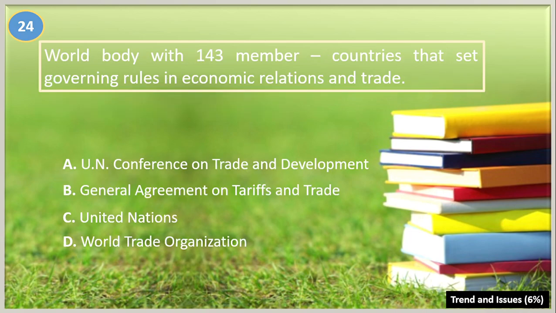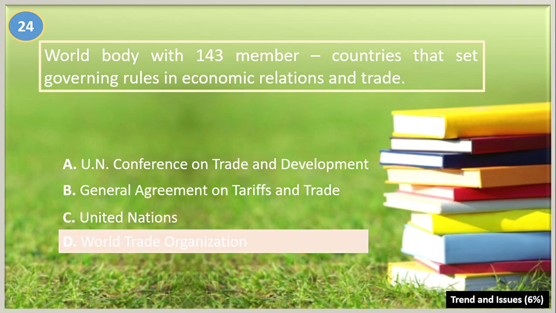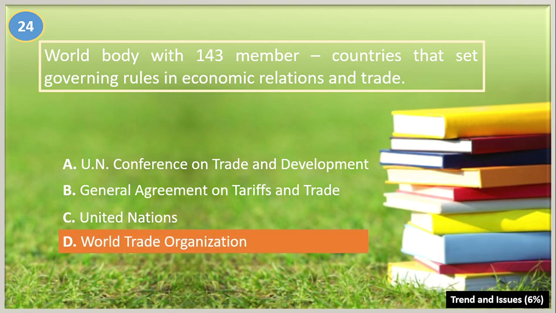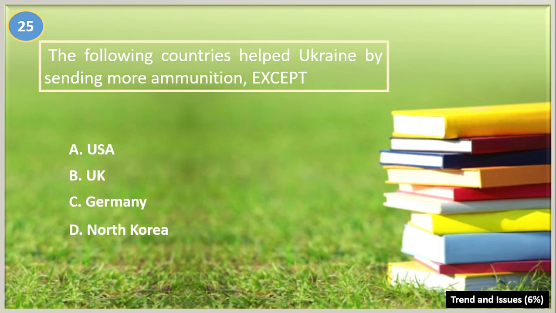24. World body with 143 member countries that set governing rules in economic relations and trade. A. UN Conference on Trade and Development. B. General Agreement on Tariffs and Trade. C. United Nations. And D. World Trade Organization. The answer is letter D, World Trade Organization.